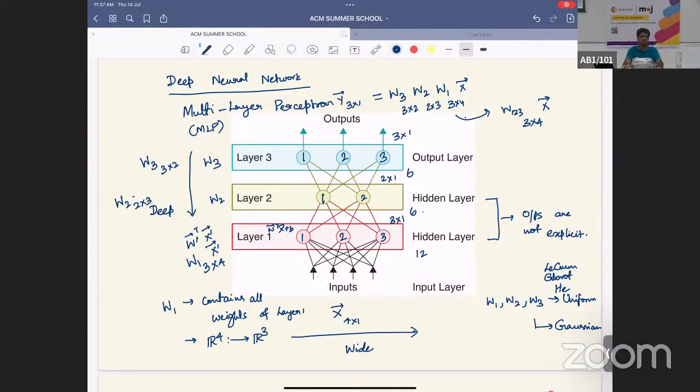If you ask a deep learning expert to define multi-layer perceptron with a single sentence, they will say a multi-layer perceptron is a neural network in which all layers are fully connected. That means every neuron in a later layer receives input from all the neurons of the previous layer.